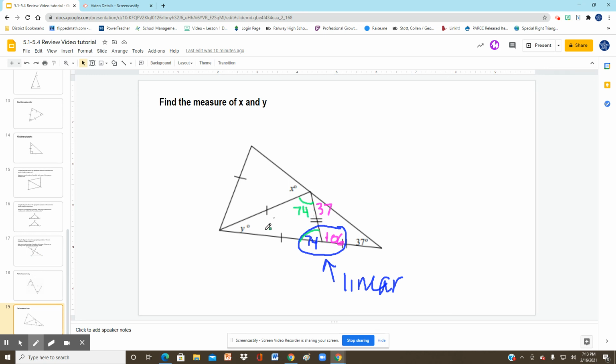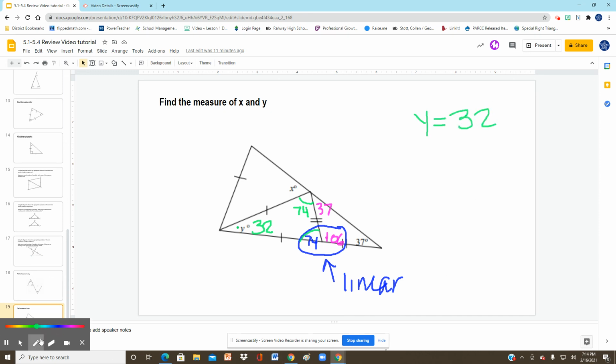So now I'm in this middle triangle. I can find this angle up here by adding 74 together. So 74 plus 74, and that gives me 148. But I'm going to subtract from 180, and that gives me 32. So in this problem, y equals 32.